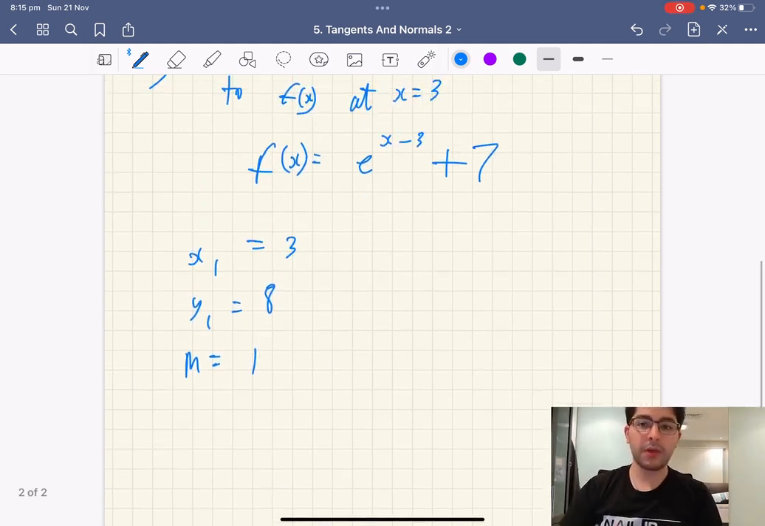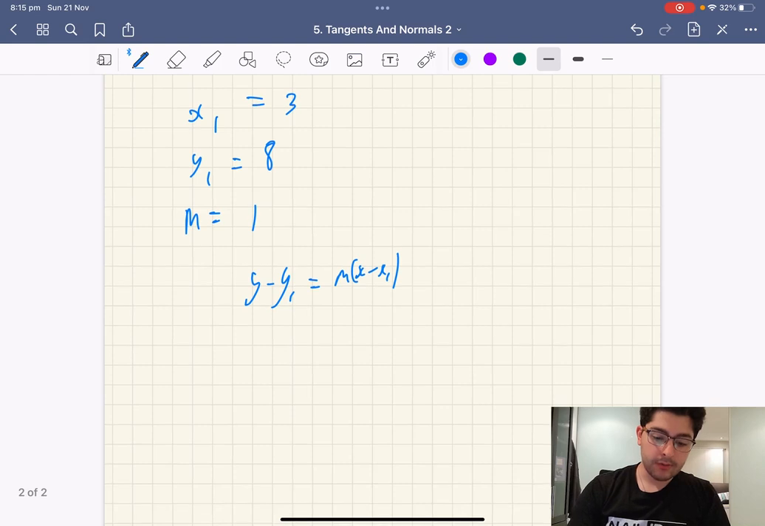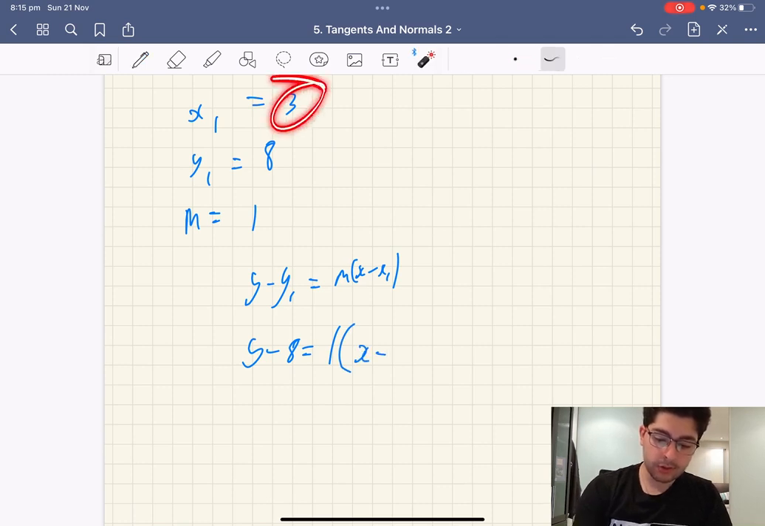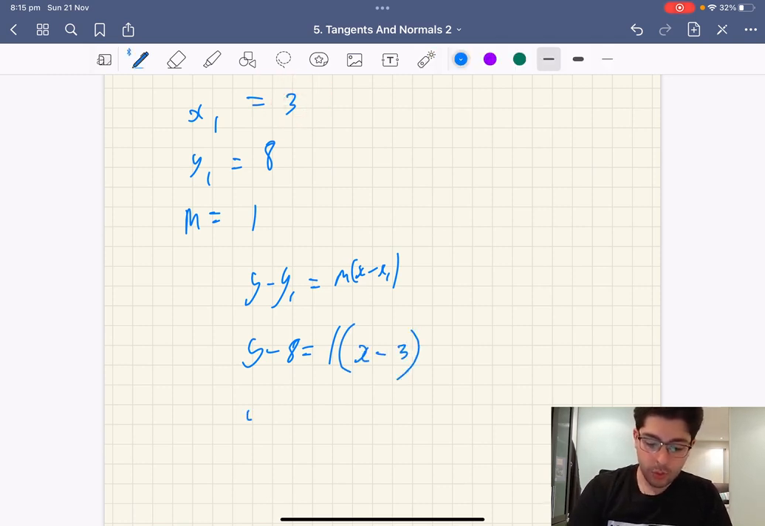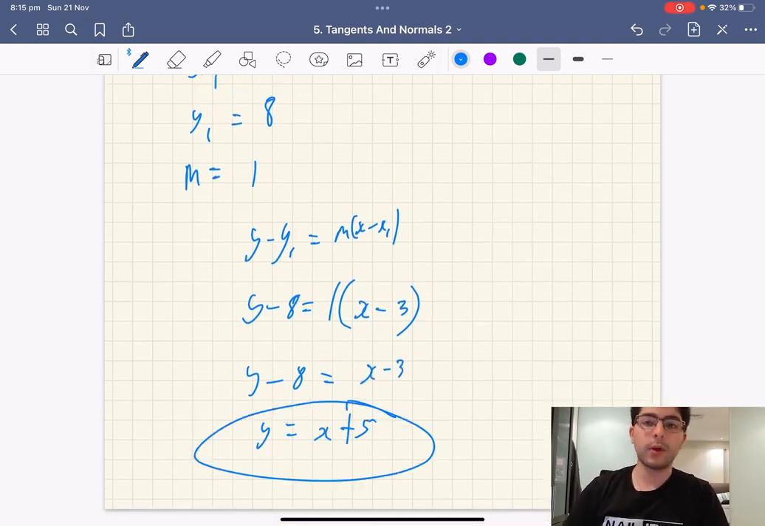So now we can find the equation of the tangent by doing the point gradient form. So y minus y1 is equal to m(x minus x1). We know y1 is 8, so y minus 8 is equal to m, which is 1, times x minus, and we know x1 is 3. So we're going to get y minus 8 is equal to x minus 3. y is equal to x plus 5. And there we go. We have the equation of the tangent.